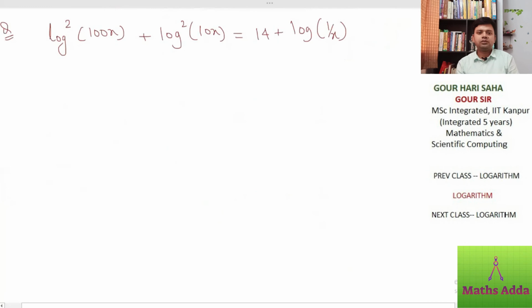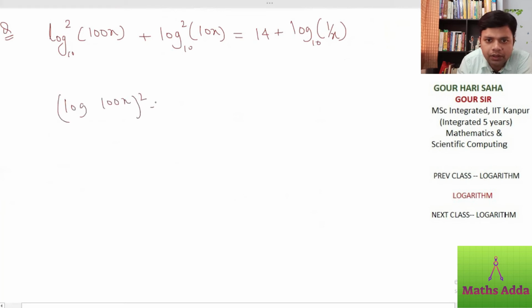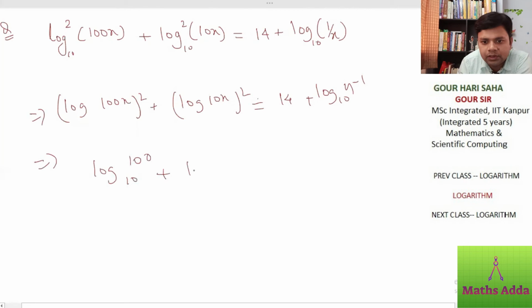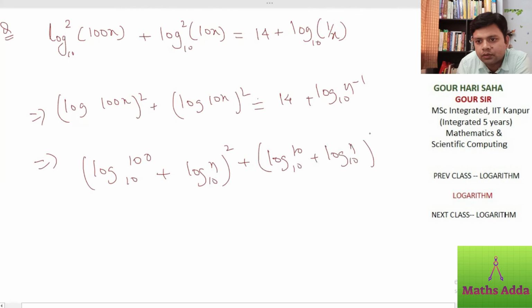Now next, how to solve it? This is log 100x whole square. It is base 10 again, everywhere base 10 is here if not written. So this is log of 100x whole square is equal to 14 minus log of x base 10. The power x to the power minus 1 comes outside. So this is log of 100 base 10 plus log of x base 10 whole square is equal to 14 minus log of x base 10.